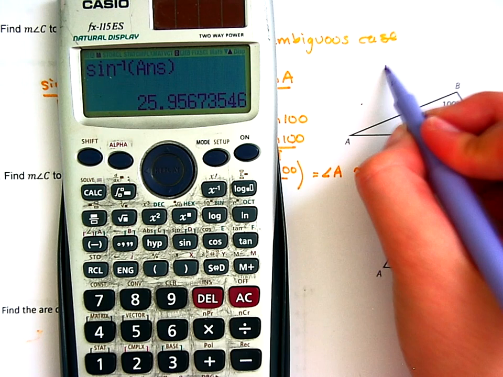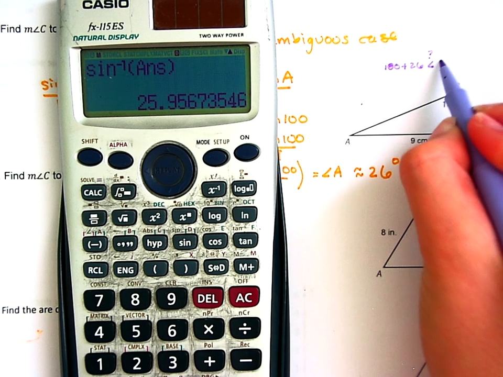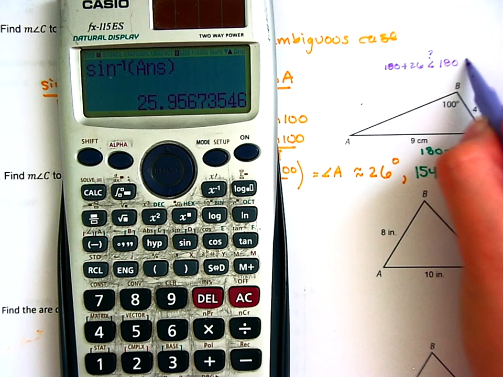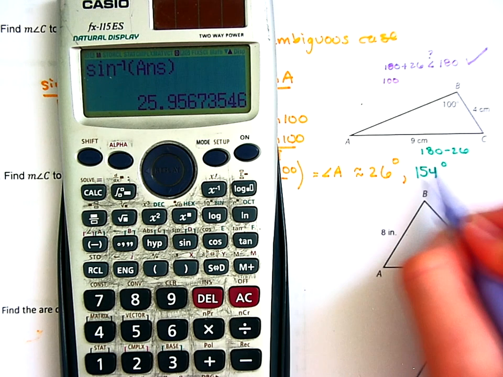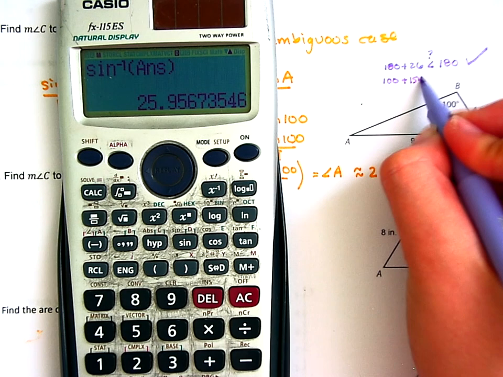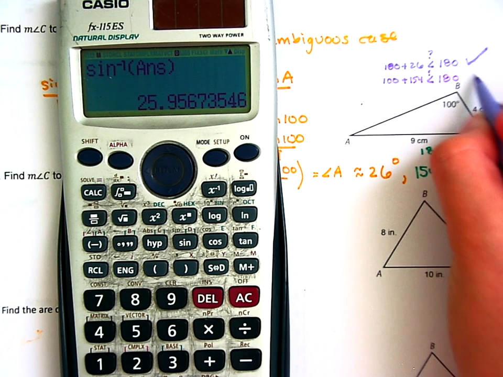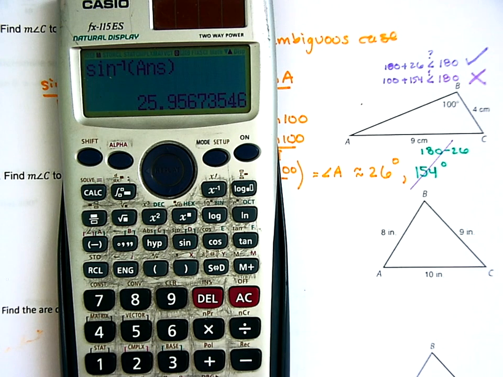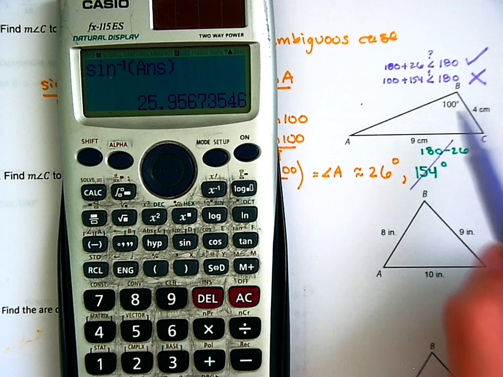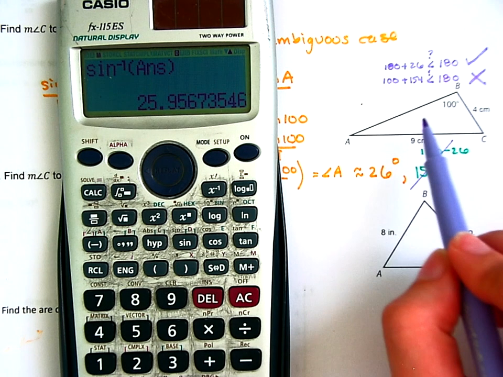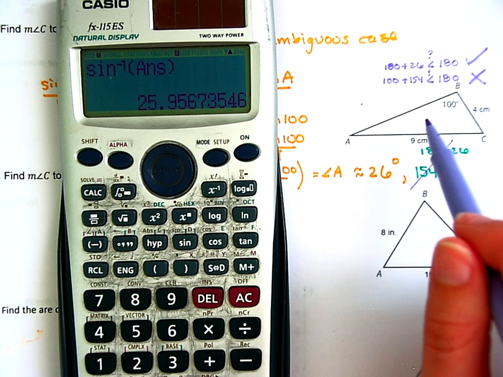If I do 100 plus 26, is that less than 180? It is, so that one works. And then let's do 100, and then we'll add the other possible answer, and we're going to ask ourselves, is that less than 180? It is not. So even though it's an ambiguous case, the second answer we found was not a solution. But when you're working on these problems, you do have to show that work so that your instructor, your teacher, your professor knows that you know this is an ambiguous case.